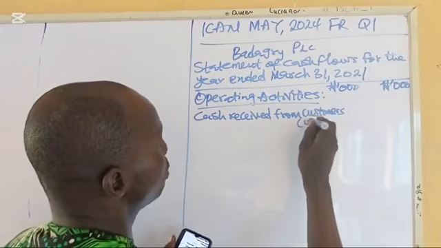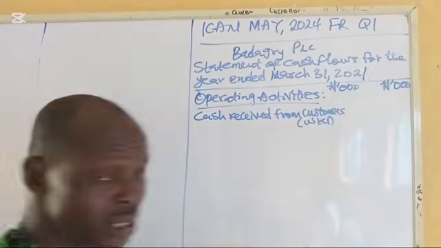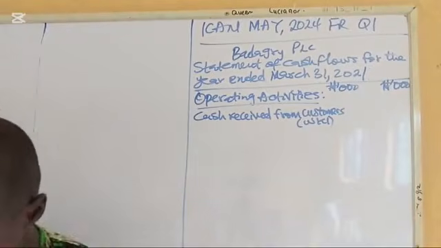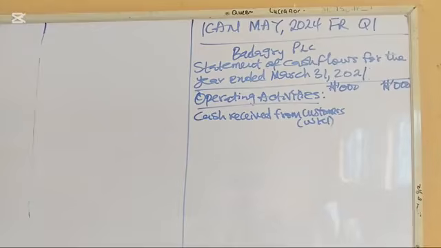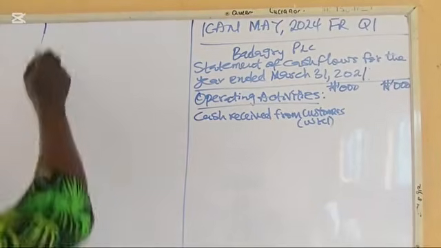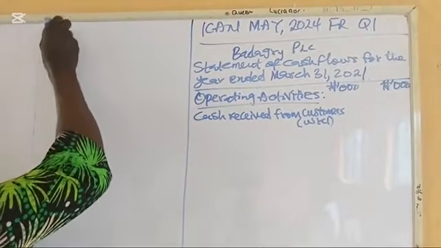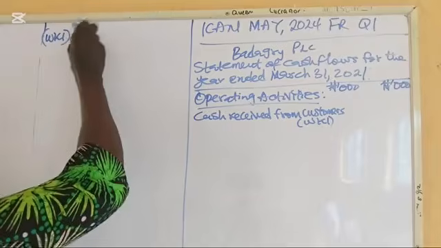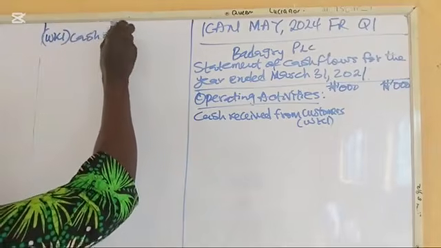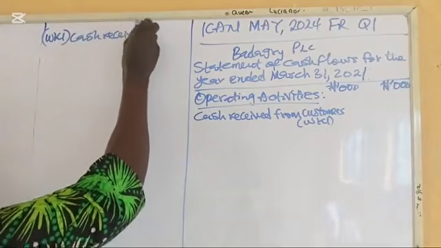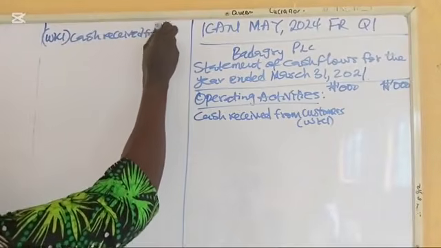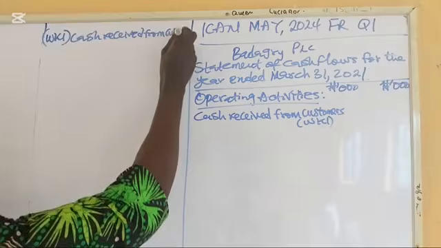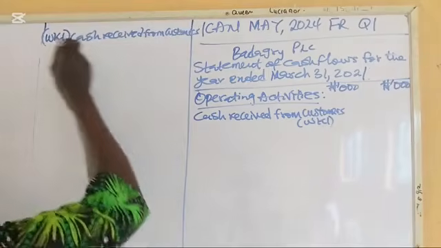That is working number 1, right? So you want to calculate cash received from customers now. Working 1, cash received from customers.